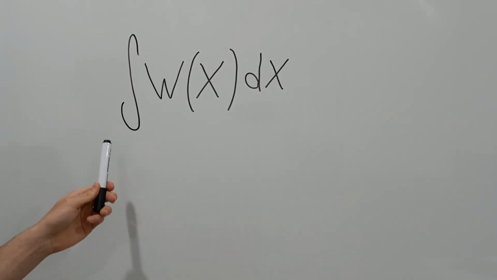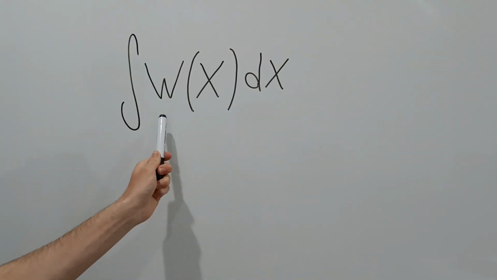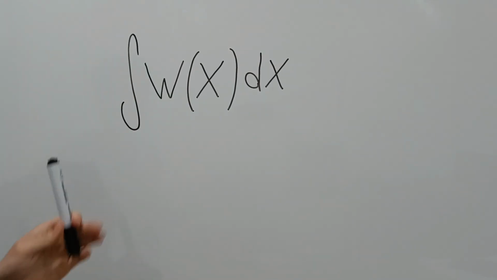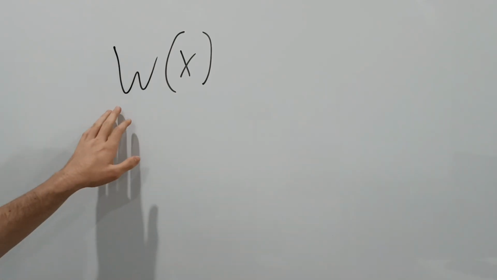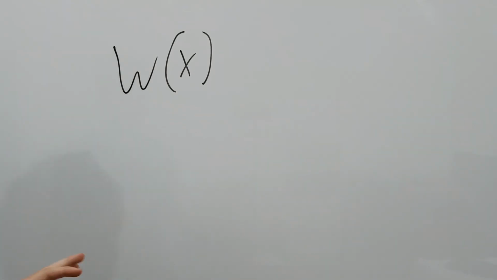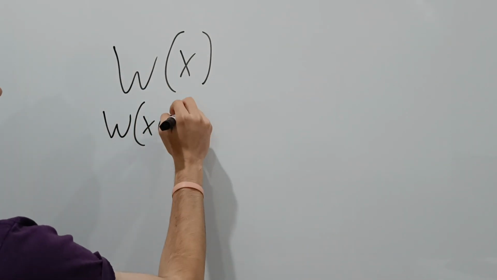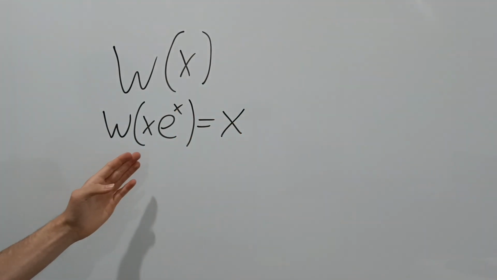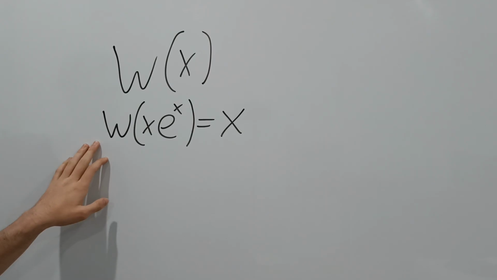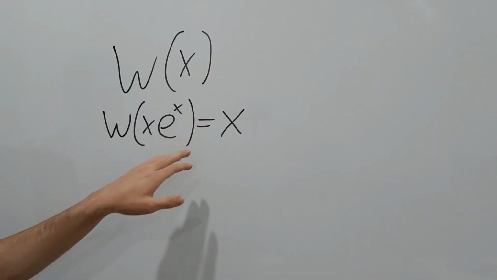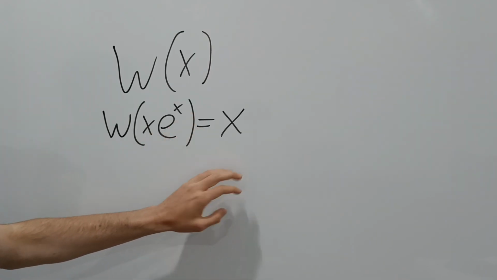So as you saw in the title, I found the integral of this expression, W of x dx, and today I'm going to show you how. For those of you who don't know, this is the Lambert W function and it's defined as this: W of x e to the x equals x. So for example, if we have W of 2e squared, the answer is going to be 2.